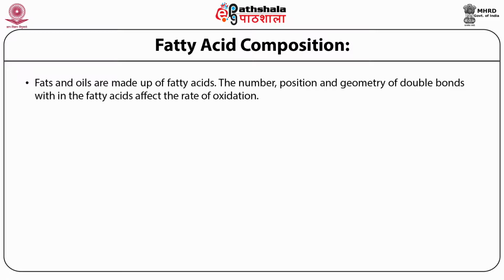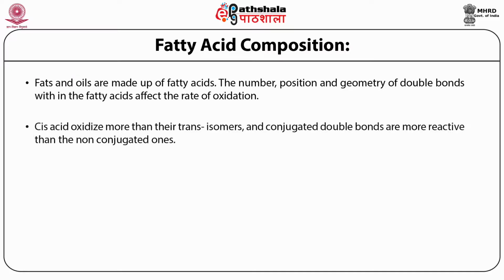Fats and oils are made up of fatty acids. The number, position and geometry of double bonds within the fatty acids affect the rate of oxidation. Cis acids oxidize more than their trans isomers, and conjugated double bonds are more reactive than the non-conjugated ones. Auto-oxidation of saturated fatty acids is extremely slow.